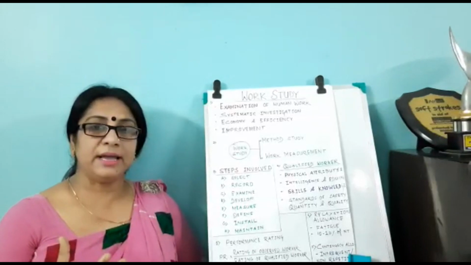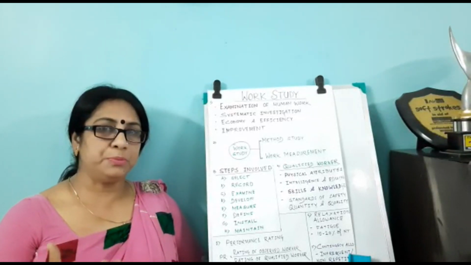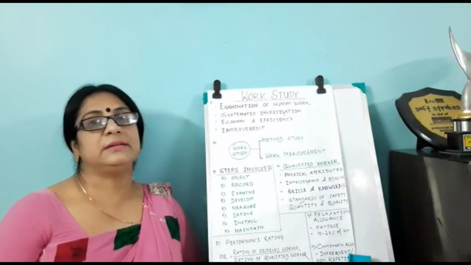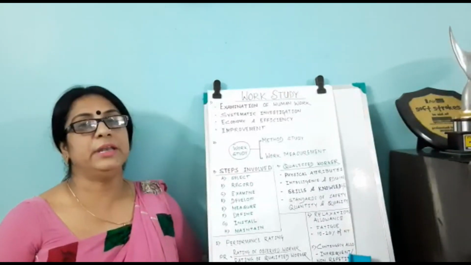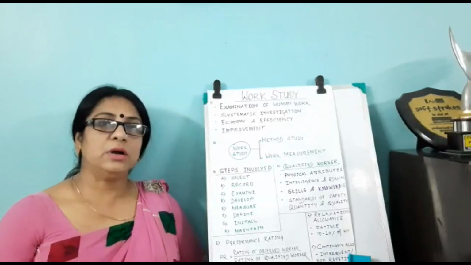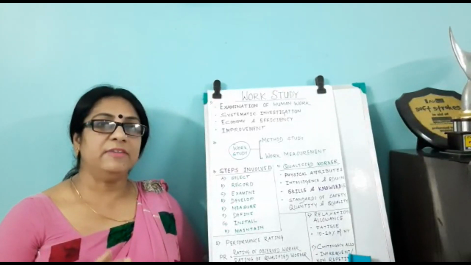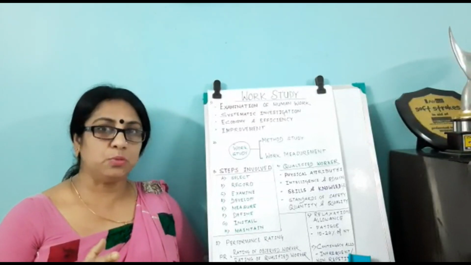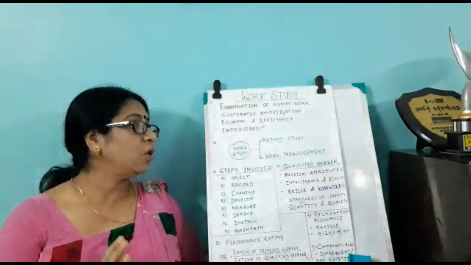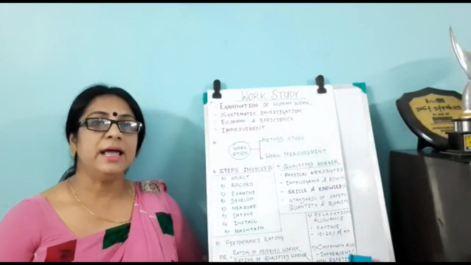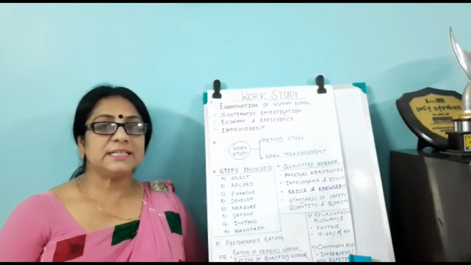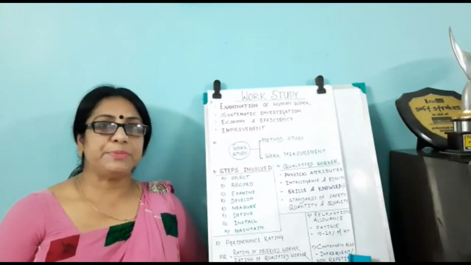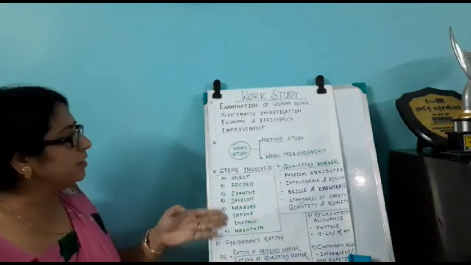it is determined by time study, which is the most popular technique for work measurement, and it tries to find out how much time a qualified worker will take to complete the job at a defined level of performance. So in today's class, we are going to see this work study and how method study and work measurement are carried out. Now there are certain steps in order to carry out work study. These steps are given here.